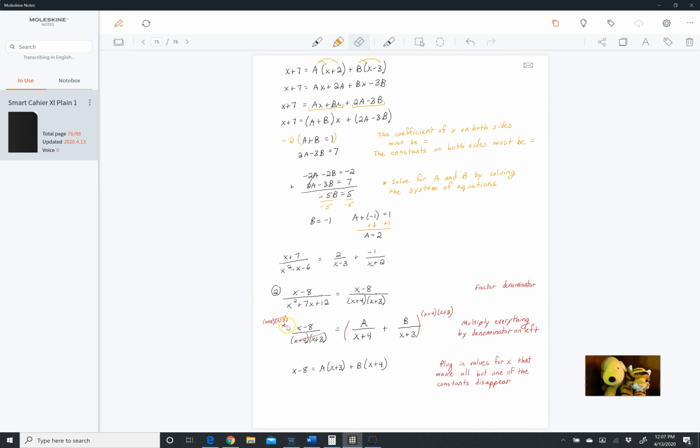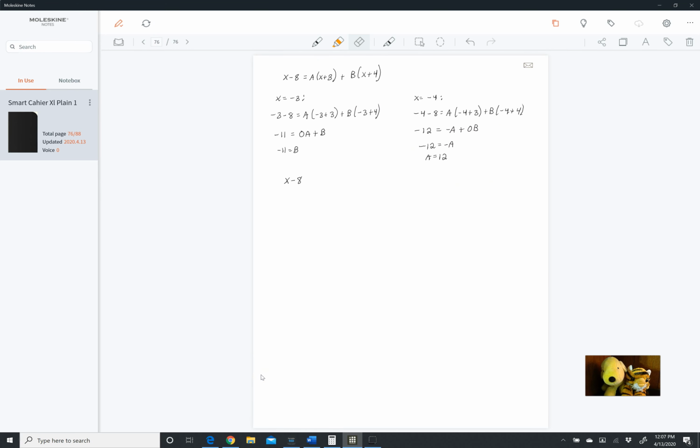So we're going to plug it in here. Okay. So we could write x minus 8 over, we had x squared plus 7x plus 12, is equal to a, which was 12, over x plus 4 plus b, which was -11, over x plus 3.